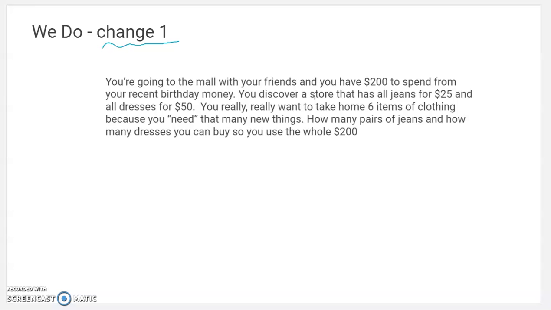You have $200 to spend from your birthday money. Jeans are $25, dresses are $50. You really want to take home 6 items of clothing. So our system of equations there was one dealt with the money. $25 times however many pairs of jeans you buy, plus $50 times however many dresses you buy, adds up to 200. And all in all, you're going to add the number of jeans you buy and the number of dresses you buy, whatever combination, that's going to add up to 6.